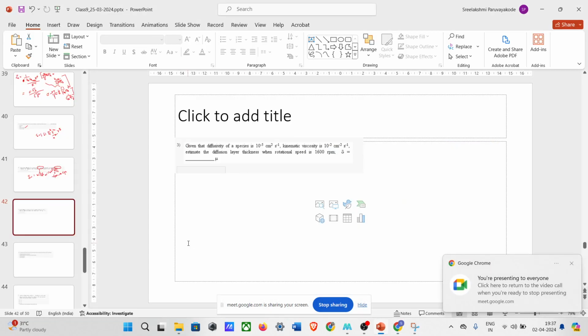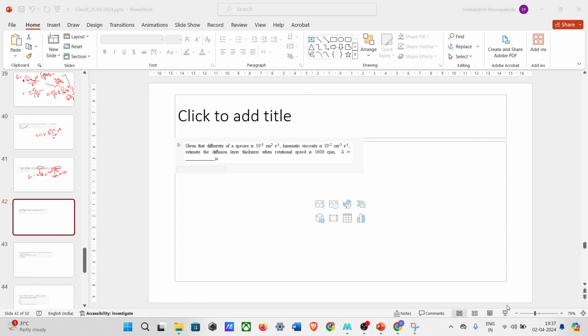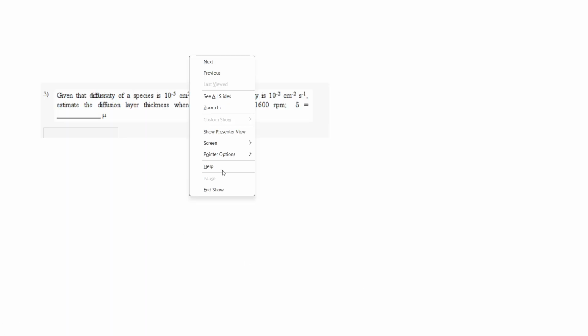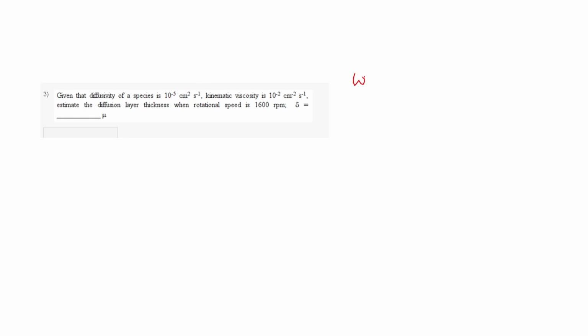So I think my slides are visible, right? So D is directly given. Kinematic viscosity is also given. Omega is given in RPM. So how do you convert it? Okay, there's a third question.